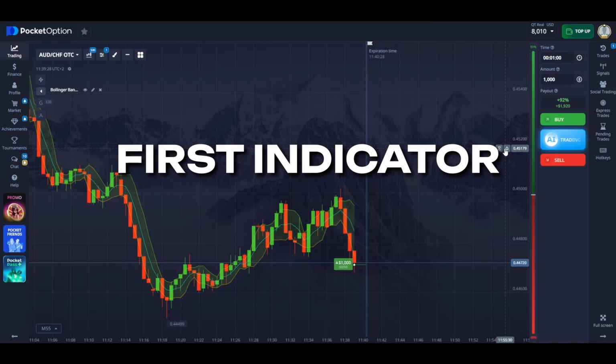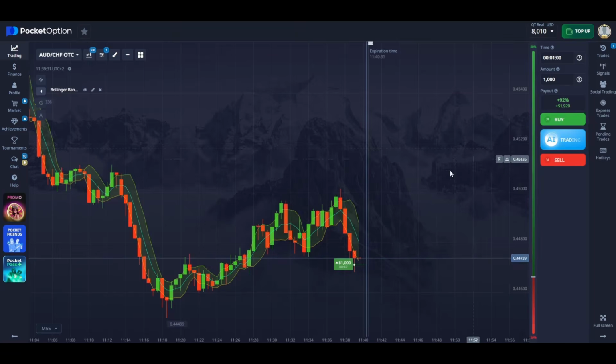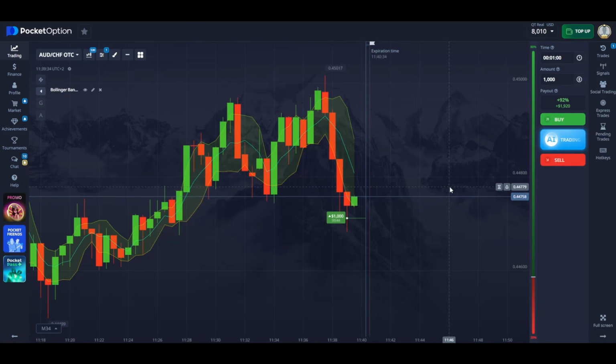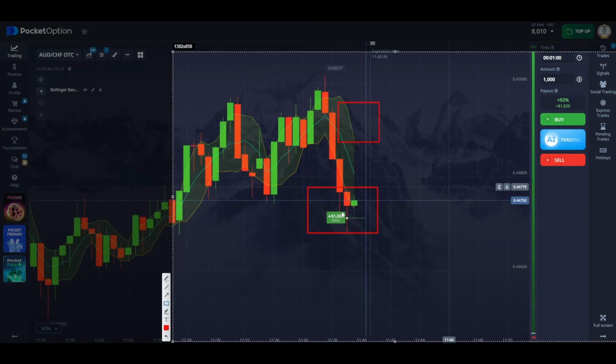And the first indicator we have is the Bollinger Bands. Why are they simple? It's all very straightforward. They show us what's called the overbought and oversold zones. When the price is below the lower Bollinger Band, it means the market is currently oversold, and when it's above the upper band, it's overbought.